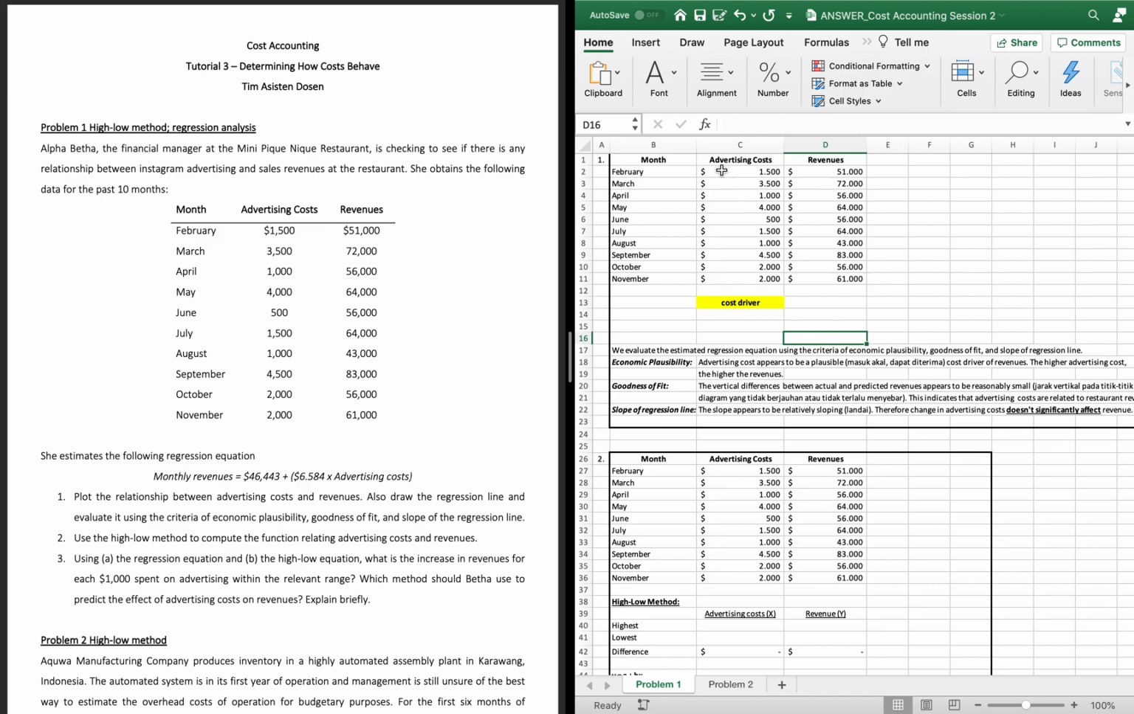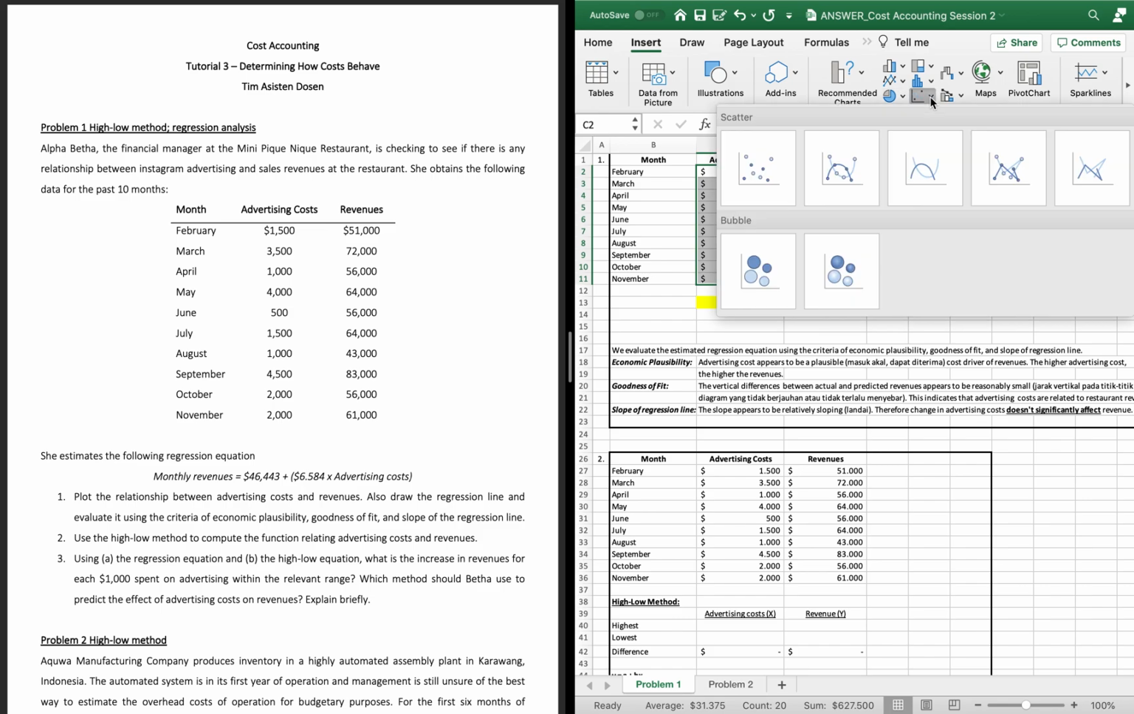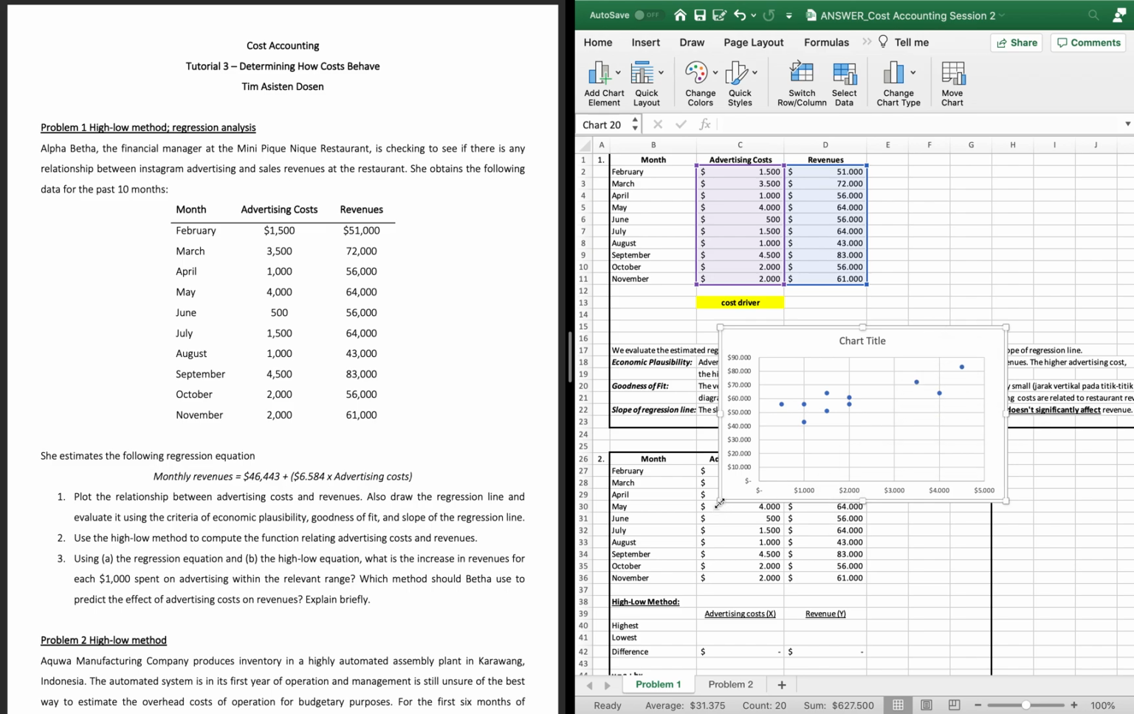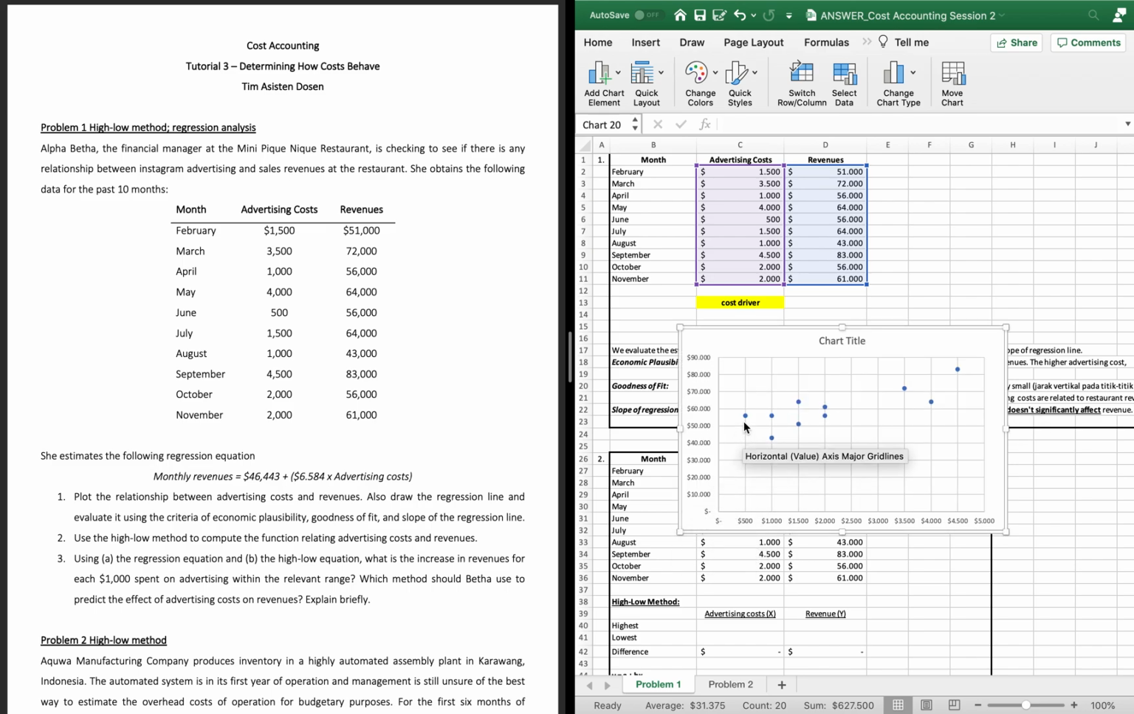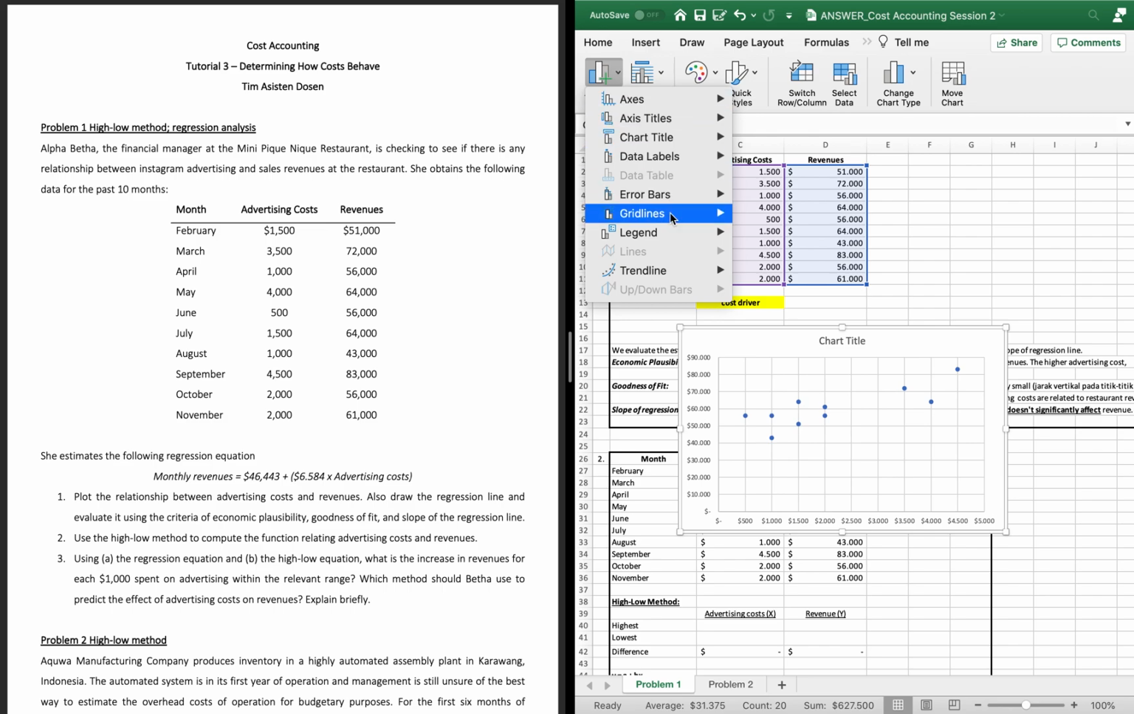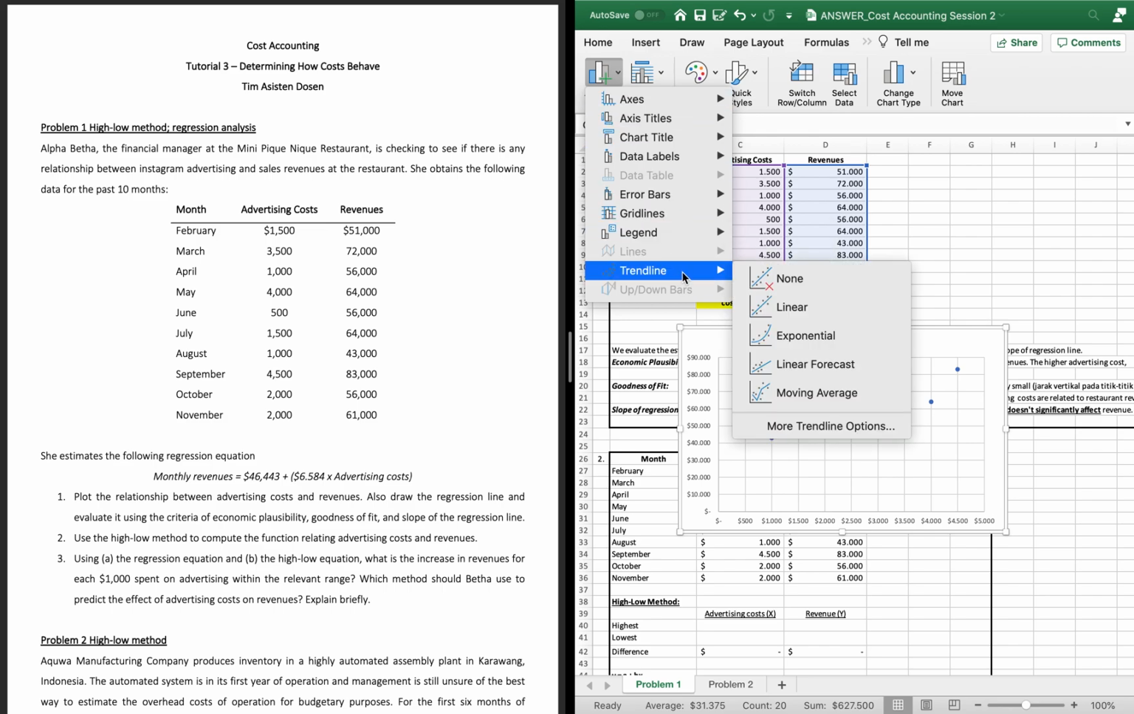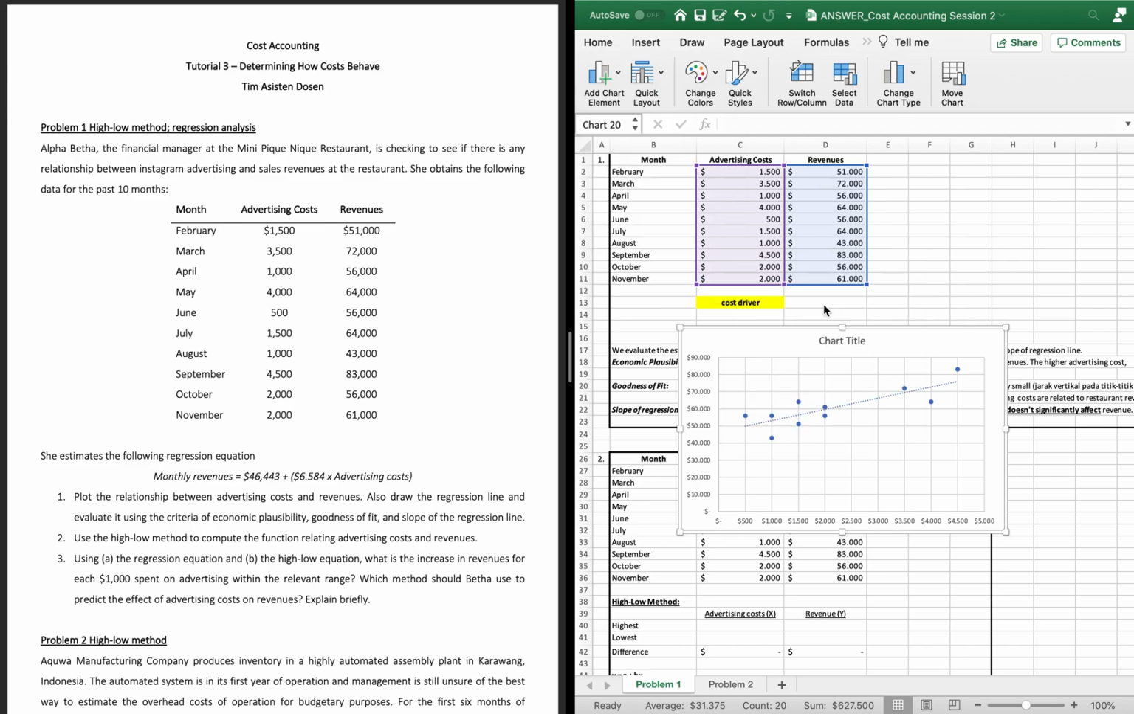To plot the data, we're gonna block all the data and insert the chart using the scatter one. Here, as you can see, for example, point 1 is the data from June, which is the advertising cost 500 and the revenue is 56,000. Next, we're gonna add the regression line here. We're gonna choose the trend line using the linear one.